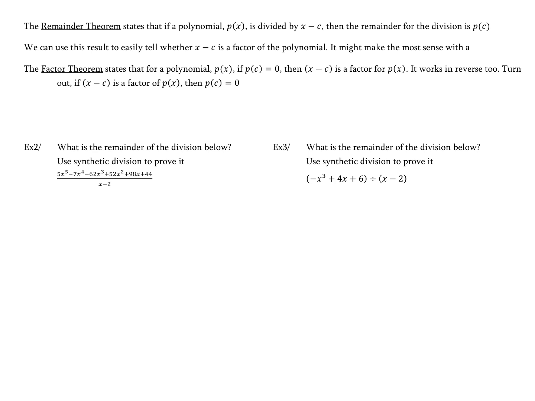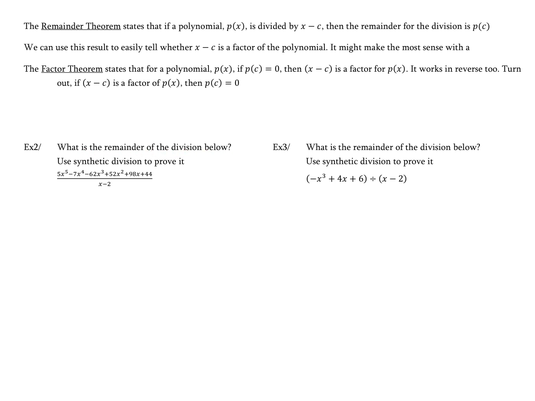And this works in reverse too. If this is a factor of the polynomial, then the 0 it creates will create 0 when you substitute it into the polynomial. Let's see this in action.